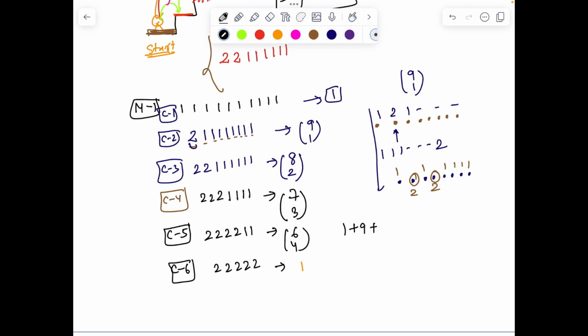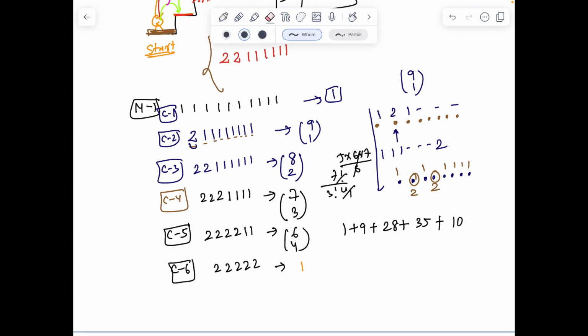So let's count: 1 plus 9 plus 8c2, which is 8 into 7 by 2. So that will give you 28. 7c3 will be 7 factorial by 3 factorial into 4 factorial. So you can see 5, 6 into 7 by 6, that will be 35, plus 6c4, which is same as 6c2. So 6 into 5 by 2. So that will be 15. 15 plus 1, that will give 16.